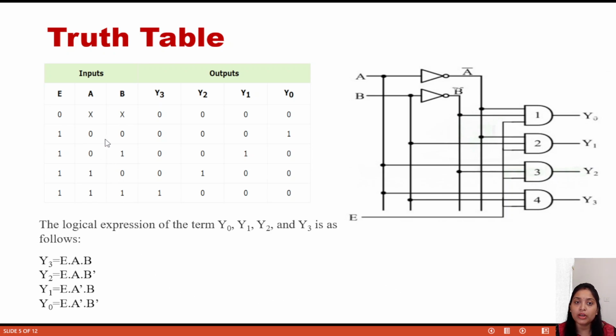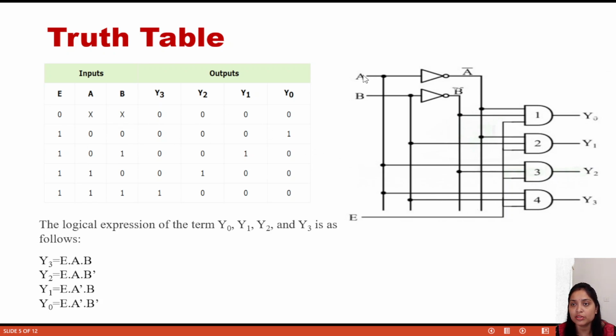First of all, we will only consider the 0-0 combination. In the case of the 0-0 combination, what I have already said is that the output will only go to y0. So here, if we consider A and B as 0-0, we can see that only AND gate number 1 will work. In all other AND gates, one of the inputs will be 0. And all of you know that if any input of an AND gate is 0, then the output will be 0. Just check this 0-0 combination.